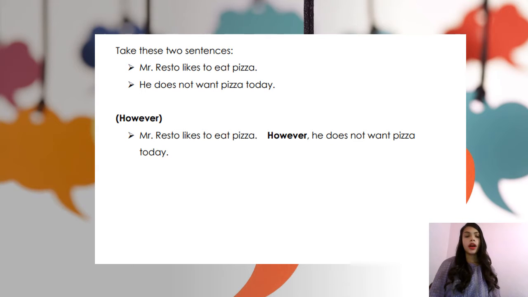We have our idea number 1. Mr. Resto likes to eat pizza. And we have our idea number 2. He does not want pizza today. So we use the word however to link the first idea with the second idea. That way, it has more meaning. It looks like it's part of it, right? We need our transition words, so it has more meaning, okay?